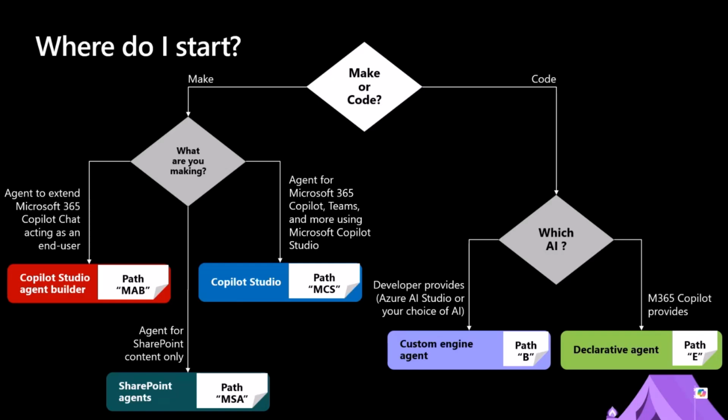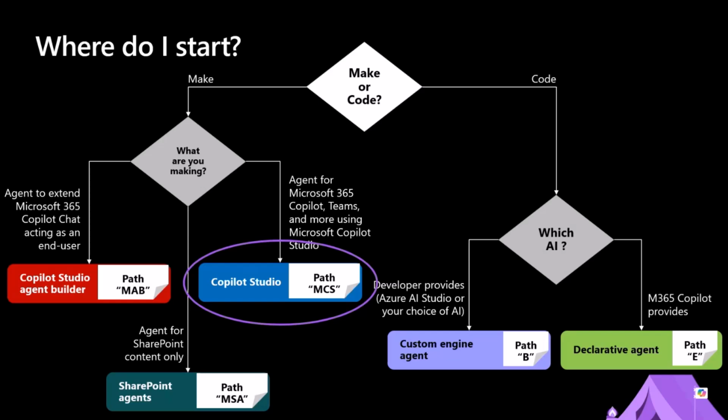Or if you want to be a developer, you can choose if you want to create a declarative agent to extend Microsoft 365 Copilot, or if you want to use a custom model, a custom orchestrator, and create what we call the custom engine agent. You can go for that path as well, and you can learn how to do that. Today, we are focusing our attention on the Copilot Studio section, and we will talk about, as I said, topics and actions.